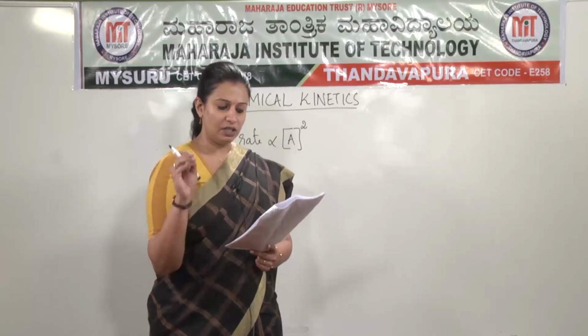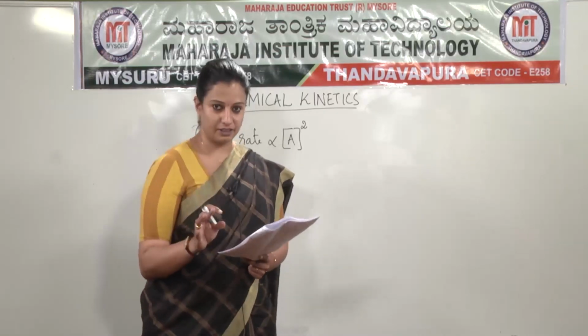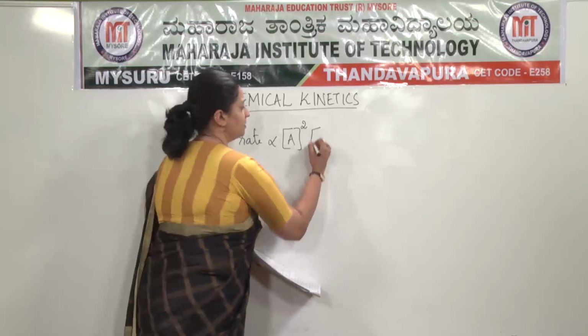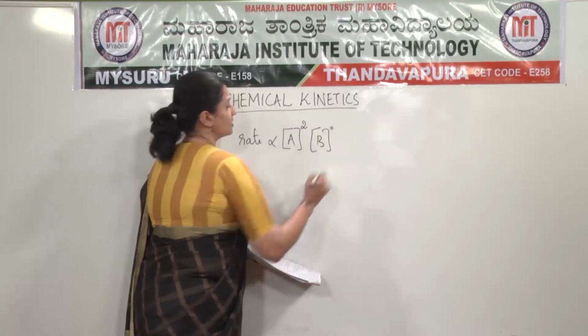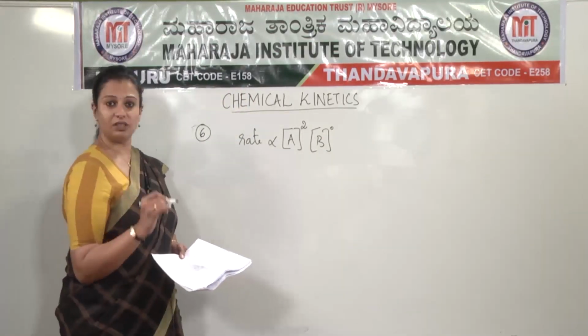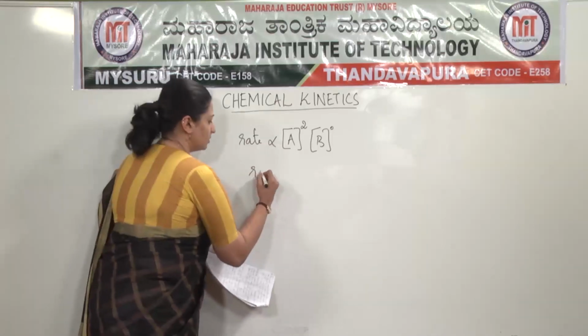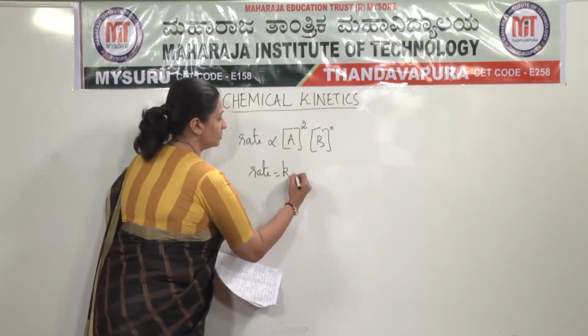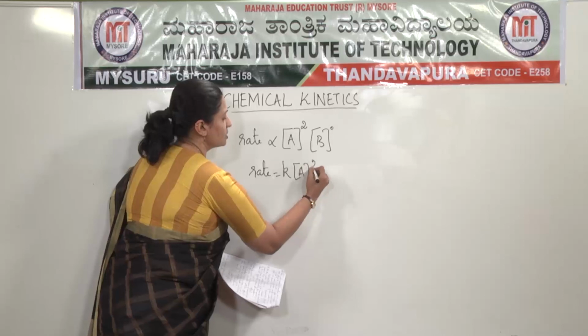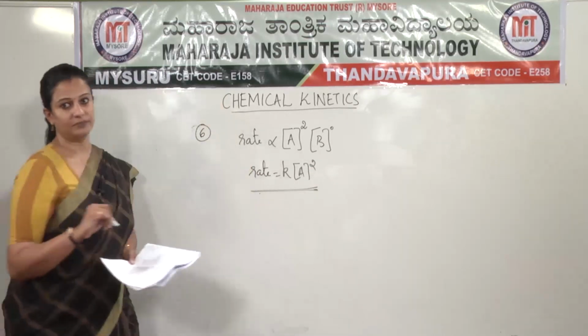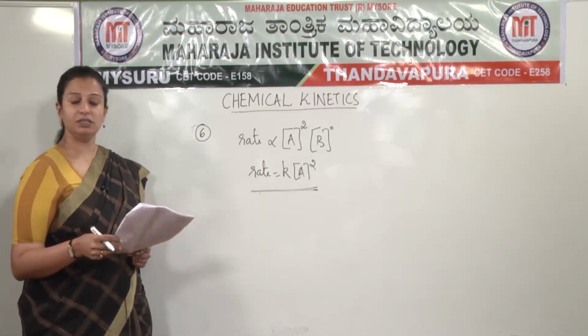The amount of B, or doubling the amount of B, does not affect the rate. Does not affect the rate means it will be B raised to 0. So it does not affect the rate. The concentration of B does not affect the rate, which means that term will not be there. So rate is equal to K into A square. That will be the solution for question number 6.